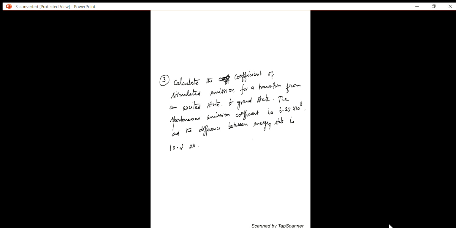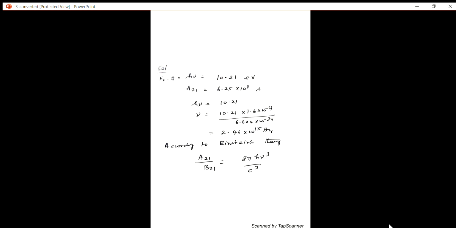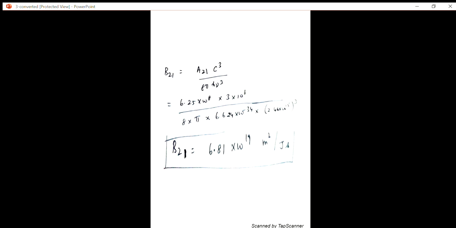This is a simple problem about laser. Calculate the coefficient of stimulated emission for a transition from an excited state to ground state. The spontaneous emission coefficient is 6.25 × 10^8, and the difference between energy levels is 10.2 electron volts. This is the answer to the given question. You can go through it.